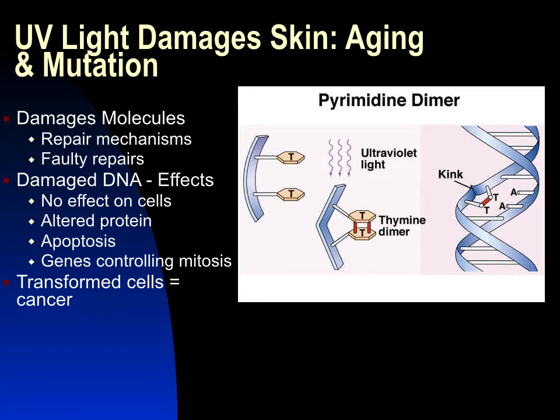In general, our cells can take a lot of DNA damage. Most times if there's DNA damage, there's relatively little effect or no effect on the cells. But if it does affect an area that's made into a protein, that can cause an altered protein. And if that protein is critical, that may cause that cell to die. Even worse than having a cell die is that sometimes this happens to cells on the genes that control mitosis. And so those cells become what are called transformed. They no longer have mitosis under control. They will become cancer cells.